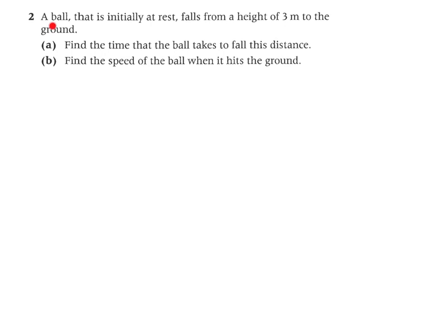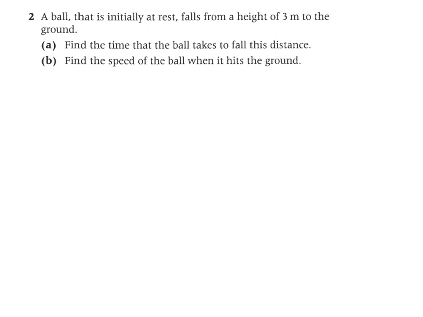It says a ball that is initially at rest falls from a height of 3 meters to the ground. Find the time that the ball takes to fall this distance. Then we're going to find the speed of the ball when it hits the ground. Okay, so it's constant acceleration, so we can use the equations of motion.